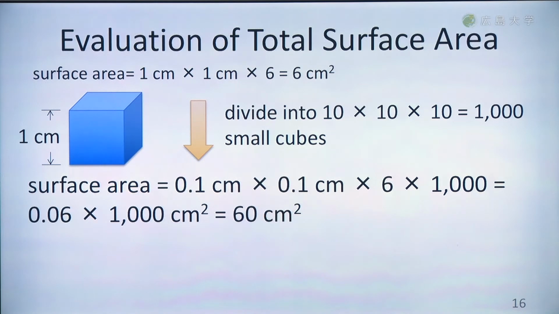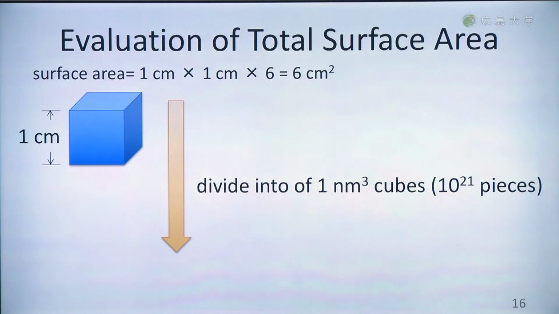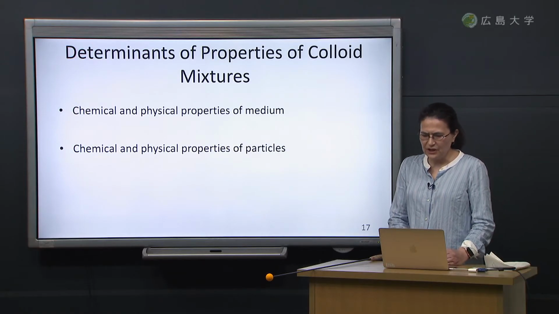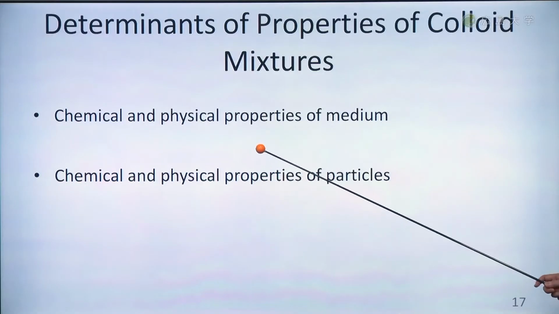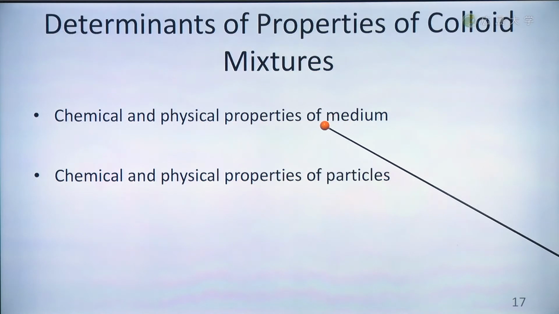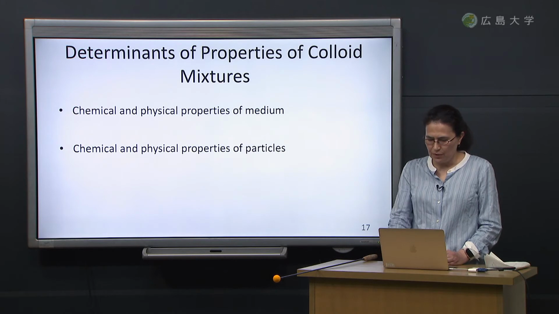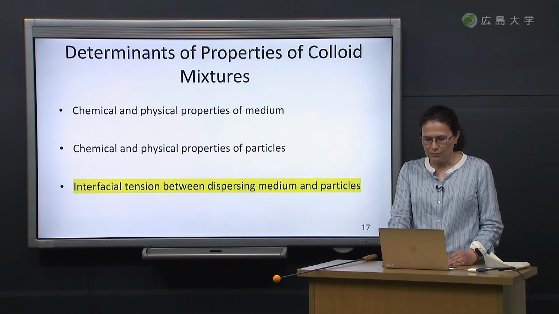If the pieces are of nanometer size, the calculation is done in the same manner, and we get 6,000 square meters. This is a 10 million fold of the original surface area. Properties of such colloidal mixtures are primarily determined by the chemical and physical properties of the dispersing medium and the dispersed particles. Moreover, the interfacial tension between the dispersing medium and the dispersed particle influences colloid properties.